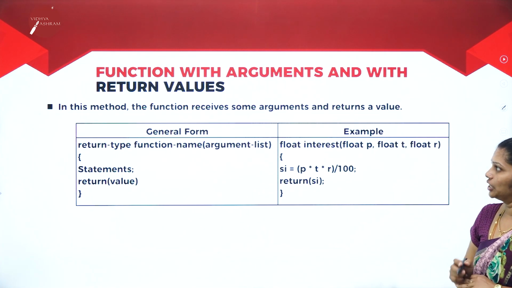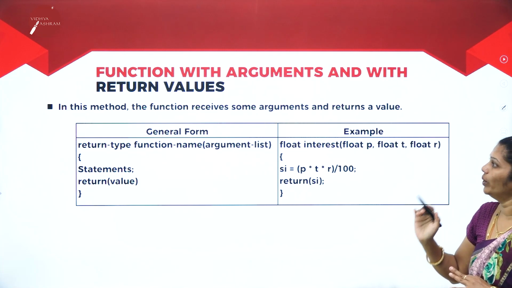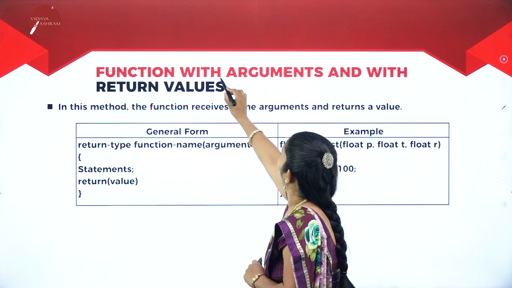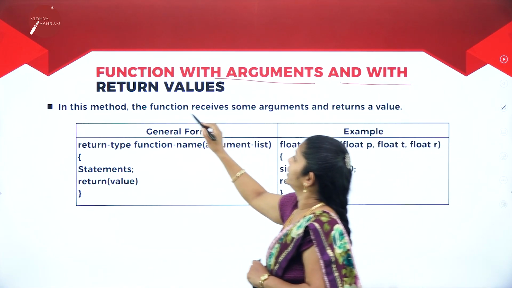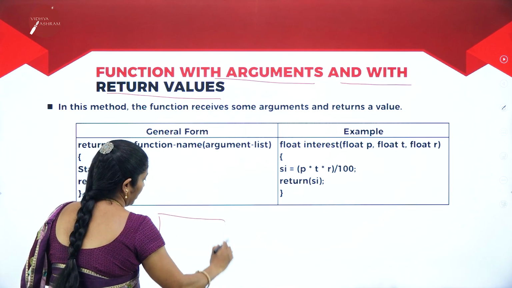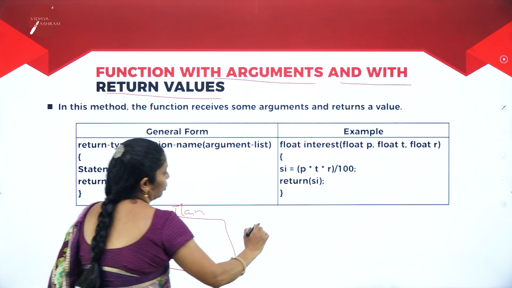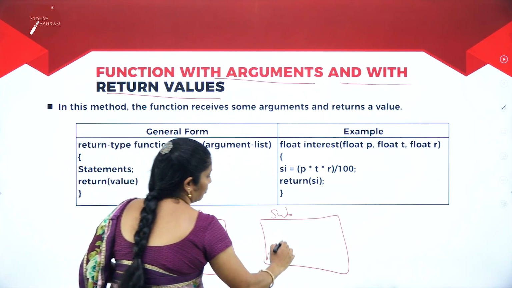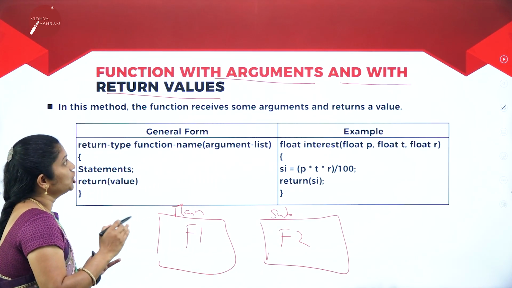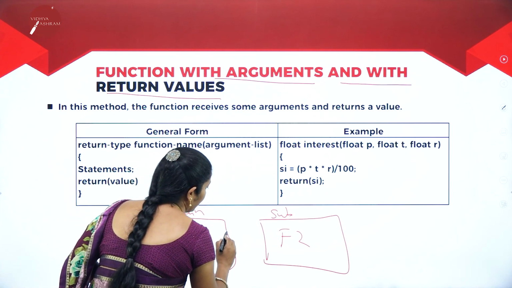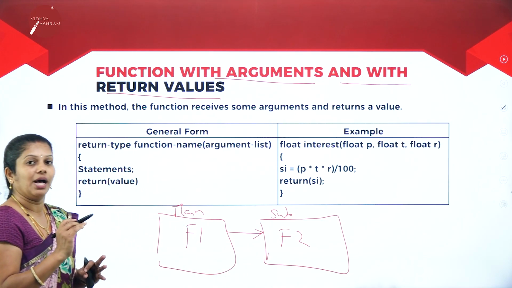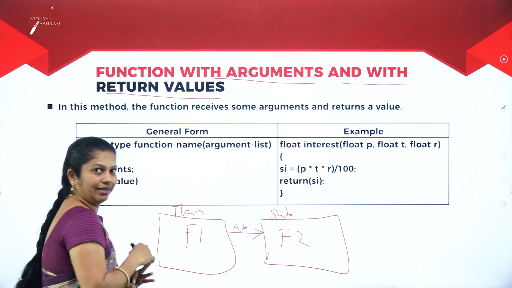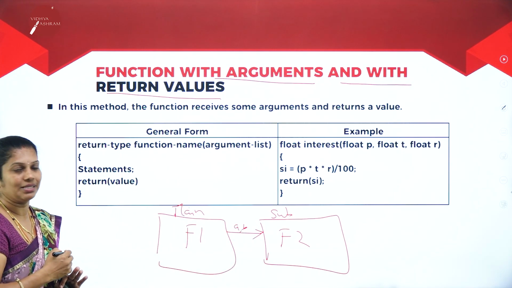Next, we will move on to functions with argument and with a return value. What do you mean by this? Consider we have one main program here and one more subprogram. This I am going to call F1 and this I am going to call F2. Functions with arguments means from main program to subprogram, we can pass the arguments. Any values, A, B, C, anything you can send here. Any values, any arguments, any parameters can be sent here.